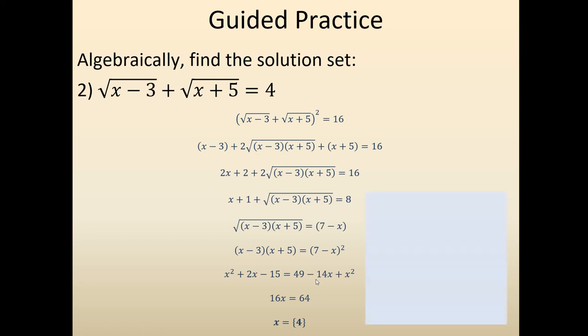Checking my answer here, I take the original equation and plug 4 into it. 4 minus 3 is 1, and 4 plus 5 is 9. So we get square root of 1 plus square root of 9 equals 4. This just simplifies to 1 plus 3 equals 4, which is a true statement. Therefore, x equals 4 is a solution.